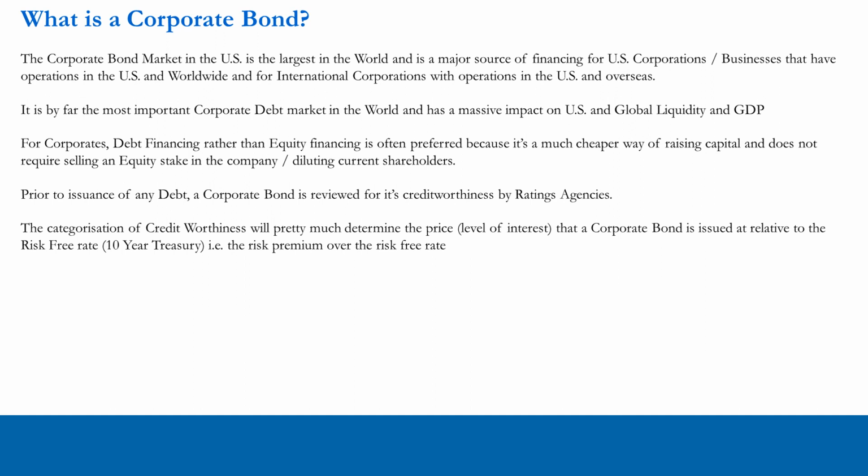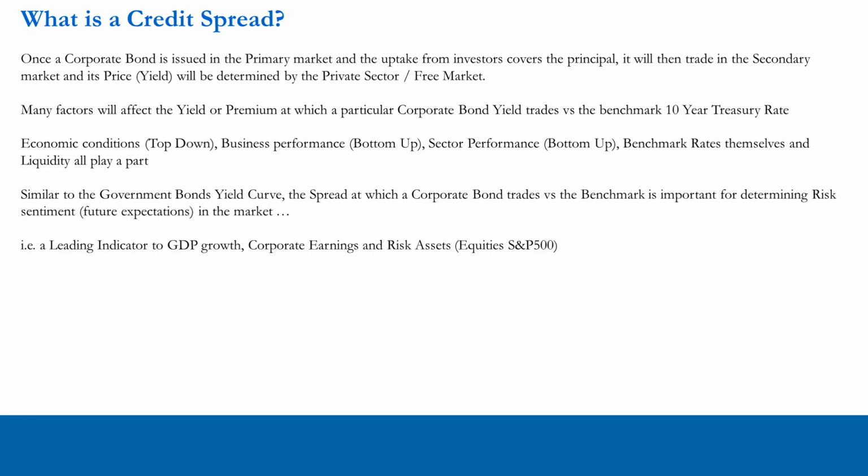Now, continuing our understanding of corporate bonds and the corporate bond market, we need to understand what a credit spread is. The corporate bond market works in a particular way. We have a primary market and a secondary market. Once a corporate bond is issued in the primary market and the company has raised the money on the issuance of that debt, so investors cover the principal, it then trades in an open secondary market. And the price, so the yield, is determined by the private sector, by the free market.